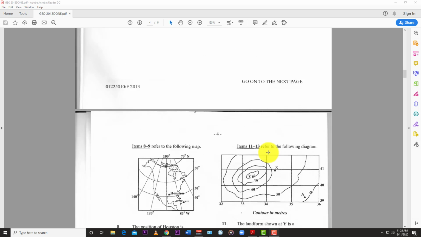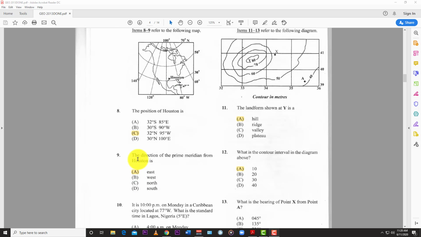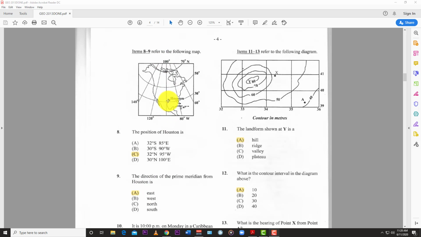Number 8, the position of Houston is, and refer to this map here. The answer is C, 32 degrees north. This is north right here, and you have 30, so just above, 32 degrees north, and 95 degrees west. You have your west marker here, and so it's about 95 degrees west. Number 9, the direction of the prime meridian from Houston is, and of course you know the prime meridian comes right down here, and so Houston would be east of the prime meridian, east.